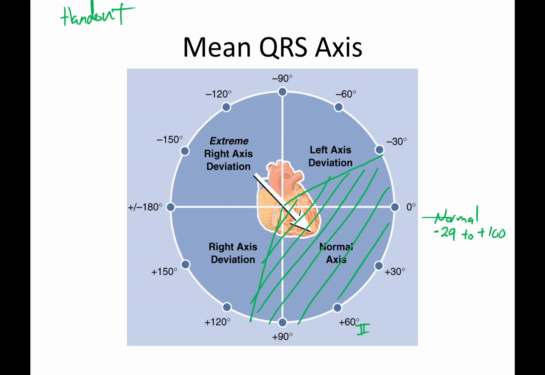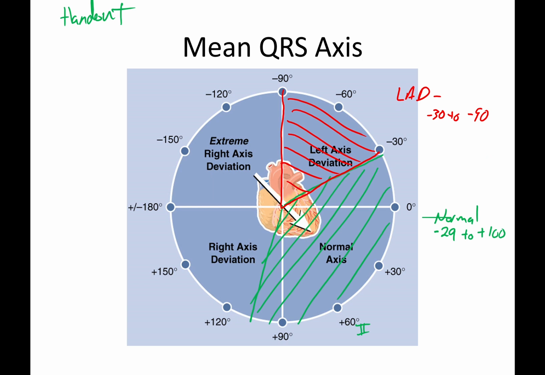If you want to look at a true left axis deviation, a true left axis deviation is then this section through here. So left axis deviation is going to be negative 30 to negative 90. And one of the big reasons why we look at this is we're looking for left anterior hemiblock.